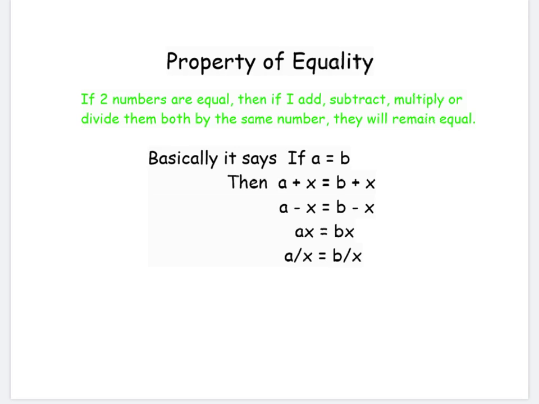The last one is a big one with equations, which is where we're going. It's the property of equality. Basically, it tells you if something starts off being equal, and an equation is equal because it has equal signs, if you do something to one side, you have to do exactly the same thing to the other side. If you don't, they will not continue to be equal.